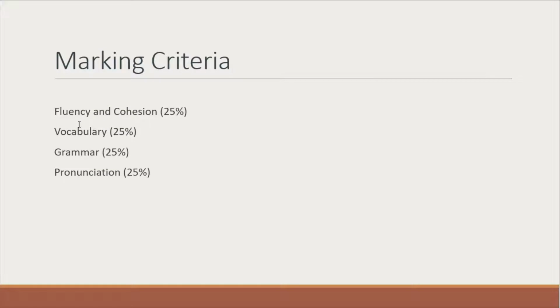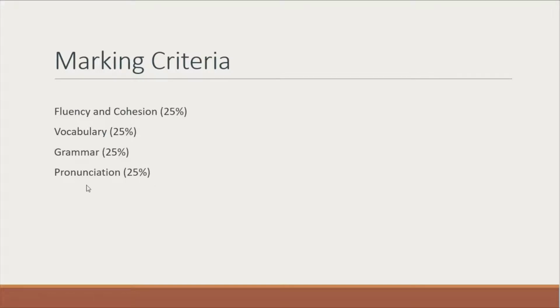The examiner sees your fluency and cohesion, how fluent you are in your English and how cohesive you are. That is 1/4 of the marking criteria. Then comes vocabulary. Now you have to remember that you do not need advanced vocabulary here. You just need simple vocabulary, simple words, right? Then comes grammar. Remember to polish your tenses as well.